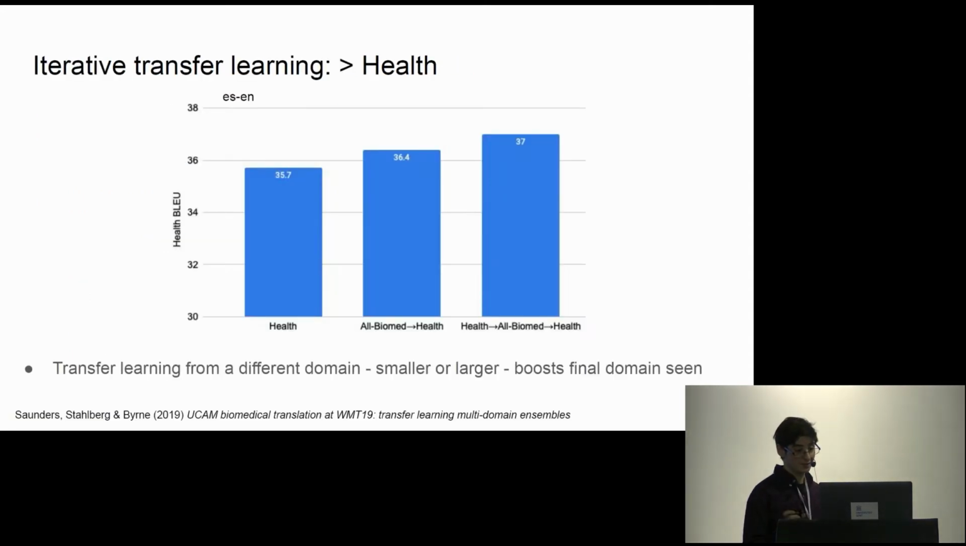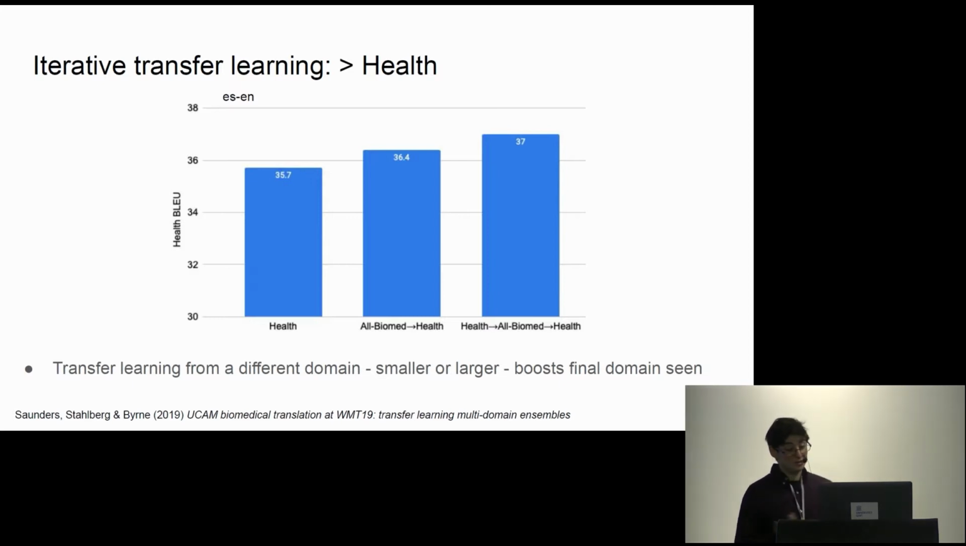So first, iterative transfer learning. We have this target domain, health, relatively small, not tiny, but relatively small, and we want to get a good model on that domain by transfer learning from another larger domain, in this case all biomed. We can do that. We see that in the traditional domain adaptation case, if you train just on the small domain, it does okay. You get a boost from pre-training on a larger domain.